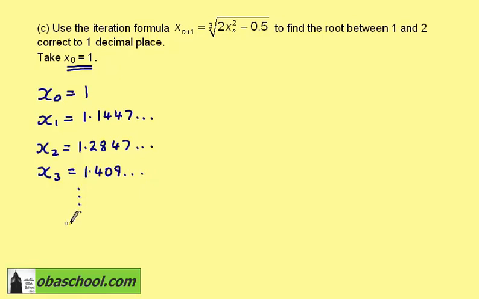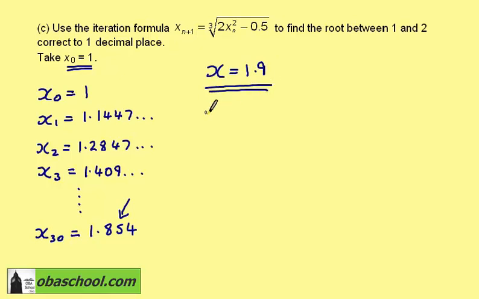If we continue pressing the button until we get to x30 or so, we find the answer is 1.854 and so on. And the value of the second decimal place has not changed for several presses of the button. This suggests that to one decimal place, the value of the root is 1.9. But this does need to be checked.